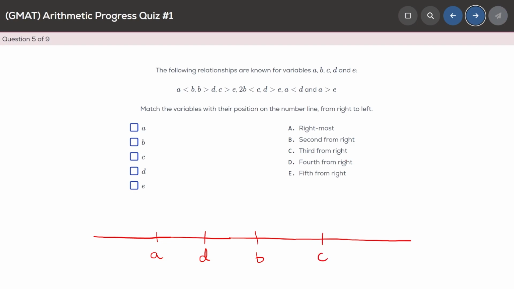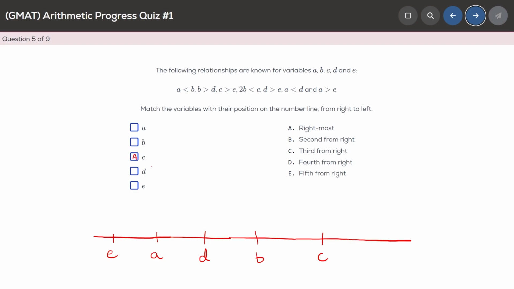And the last thing we have to figure out is where E is. We know A is less than D. Oh, A is greater than E, so that has to go here. And I think we have all 5, right? So the most right is C, so the rightmost goes with C.